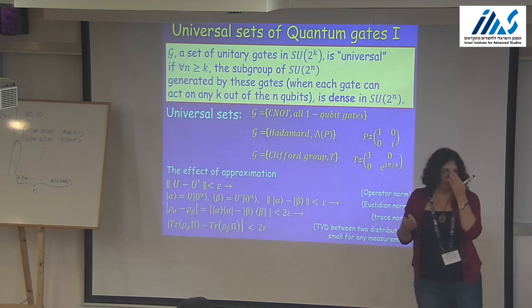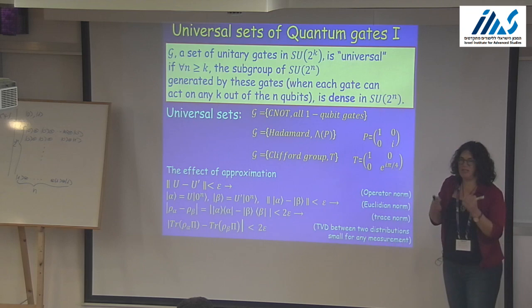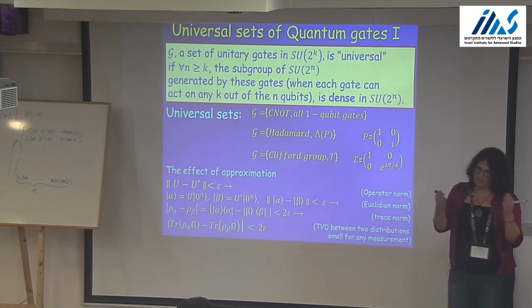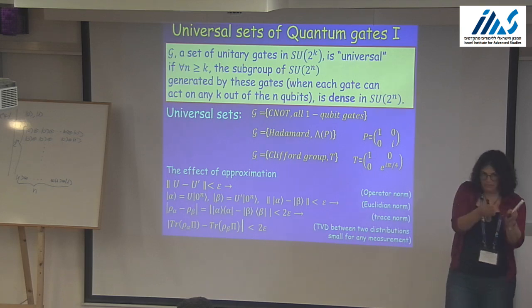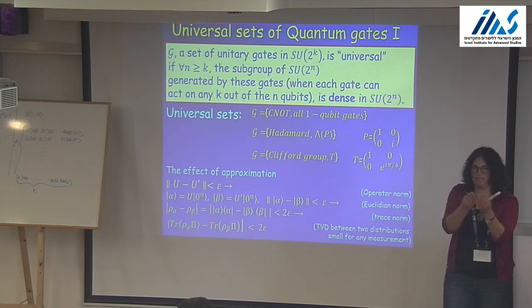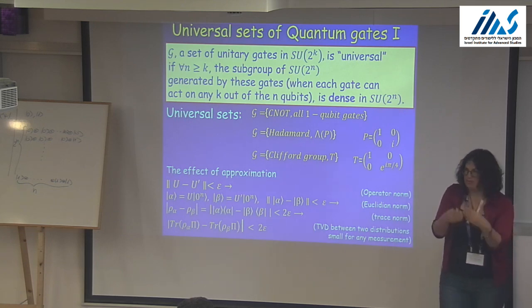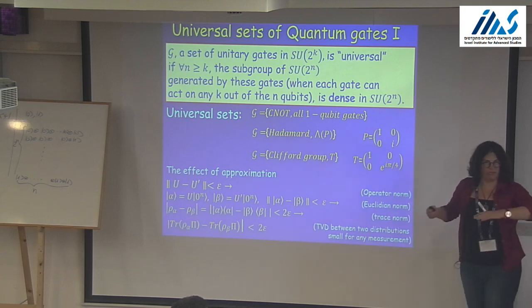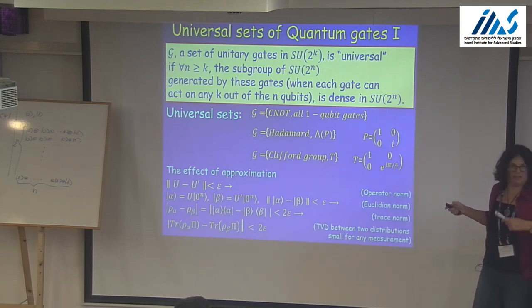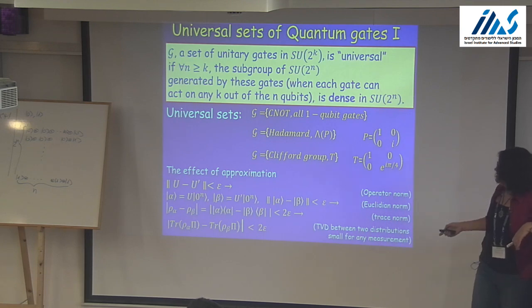The right metric to use for two distributions is the total variation distance. That's the L1 distance on distributions. And so any measurement on a state gives you some distribution. And if you have two very close density matrices, the distributions you get from measuring the same observable will be very close also. You need to walk through this argument slower, but this is true. So approximation is good enough.